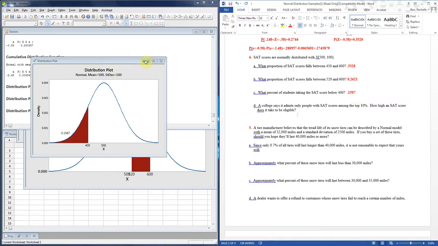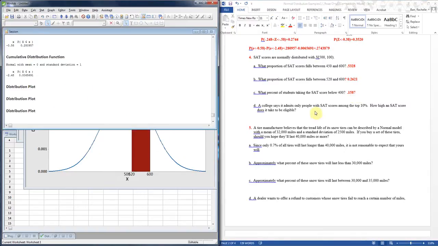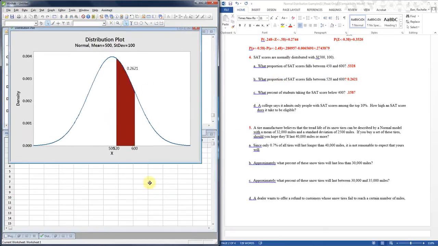Alright, so last but not least, we're going to do D, where I want to look at the top 10% of scores. So I want to figure out which score marks 10% of area. What I'm looking for is the top 10%: the X value, aka the SAT score, that represents the top 10% of scores. So I want to find the value that has 10% area.